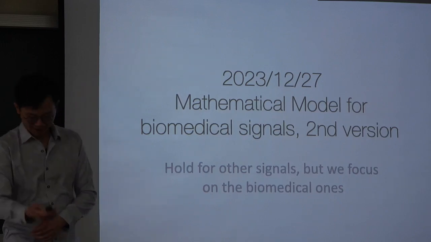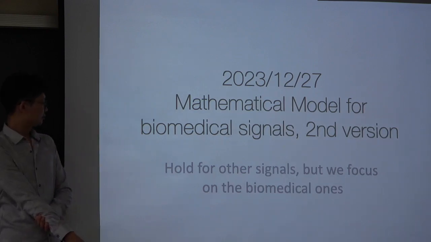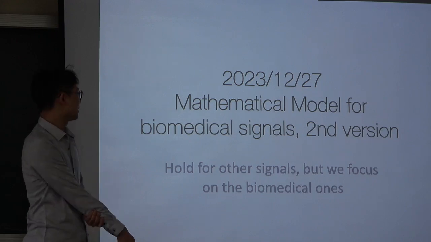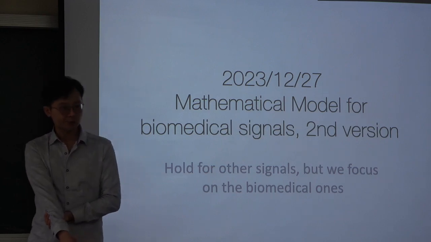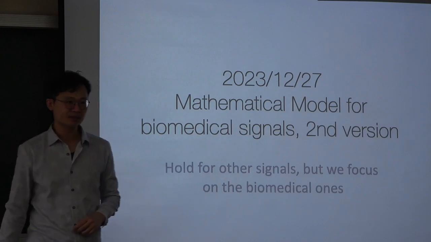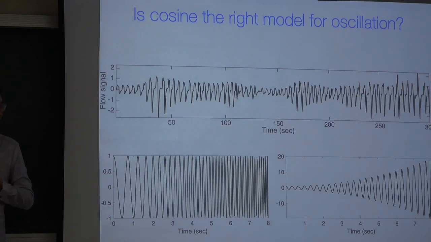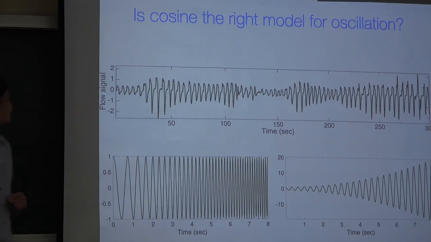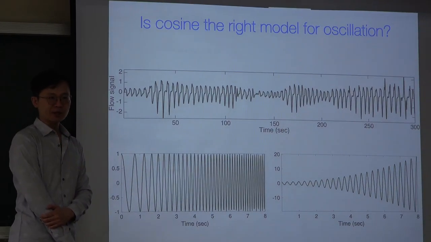Okay, so welcome back. This is the third session of a series of lectures, and we will discuss the mathematical model for biomedical signals. But this will be the second version, which is an improvement of the first version we discussed in the second session. The question is again very simple: is cosine really the right model for oscillation?